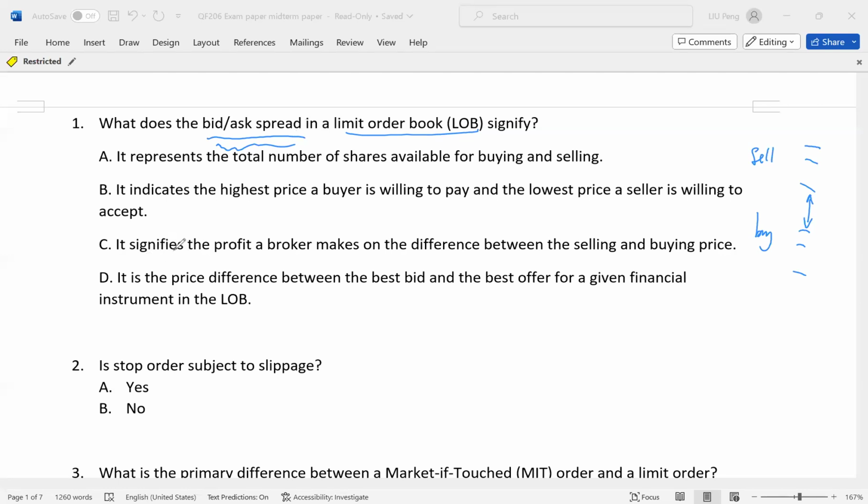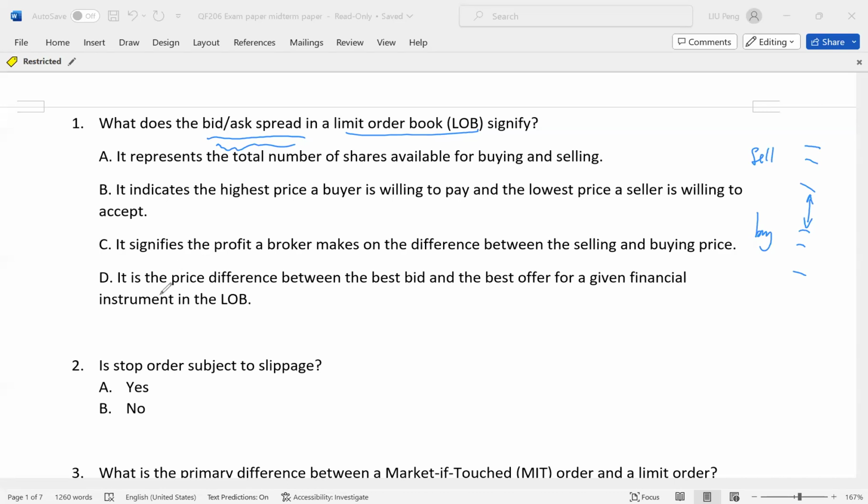Option C says it signifies the profit a broker can make on the difference between the selling and buying price. So this is the margin. This is the spread, right? But it's not necessarily the profit for the broker, because that's essentially representing the indication of market liquidity, but not necessarily the profit for the broker.